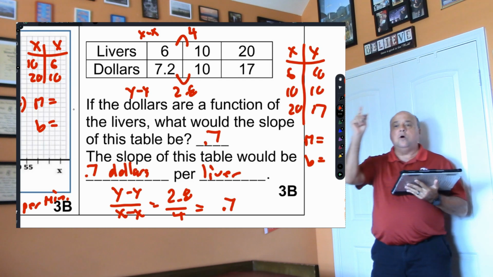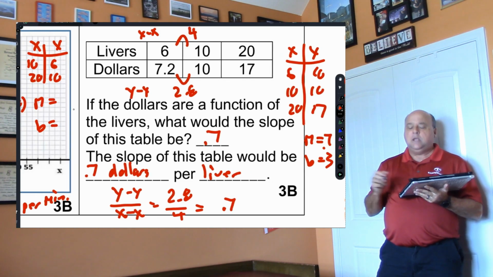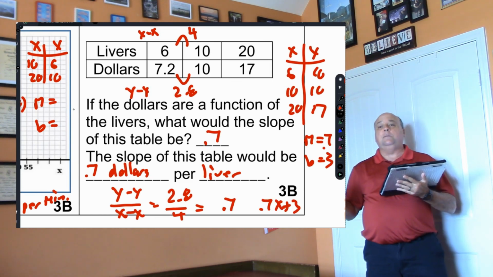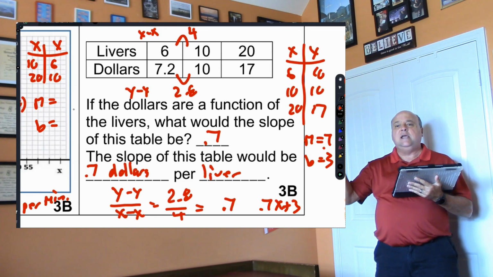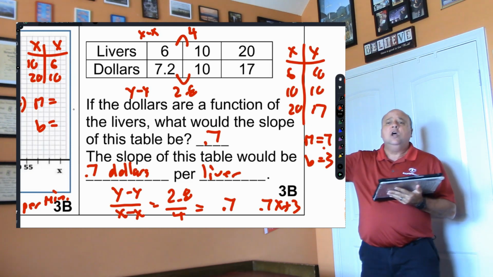If you did this on the spreadsheet, I think you get 0.7 and 3. So the equation would be 0.7x plus 3, would it? The starting cost would be 3, like your drink costs $3. Each chicken liver costs 70 cents.